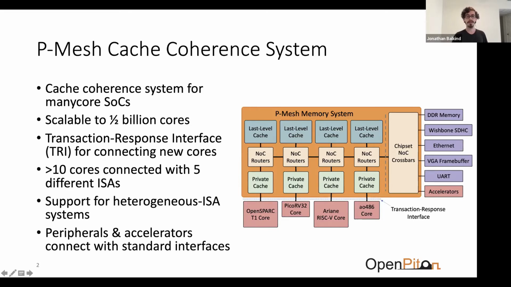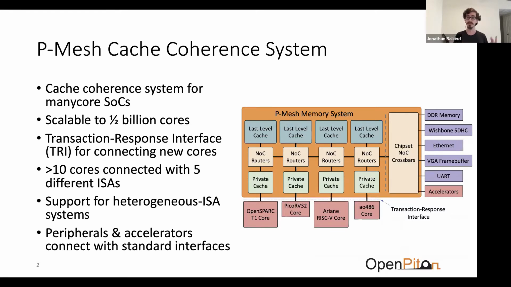And the picture on the right here is kind of like a PMesh system, like a system with some cores and so on. And the orange box is the PMesh part. And so you've got kind of some layers of cache to provide you with your coherence. And we have 3 physical networks on chip, which enable kind of deadlock freedom and data movement efficiently.